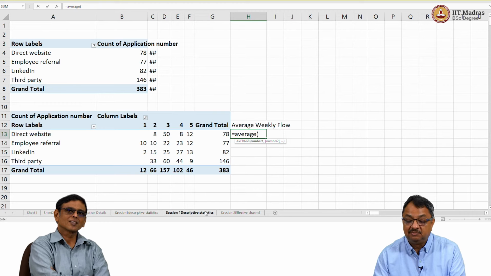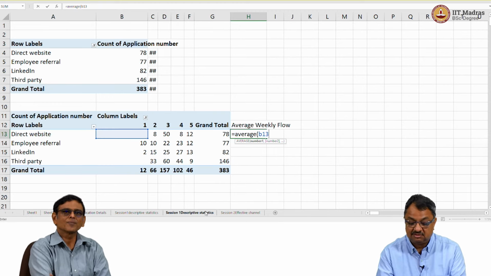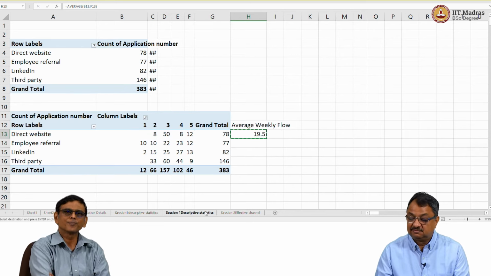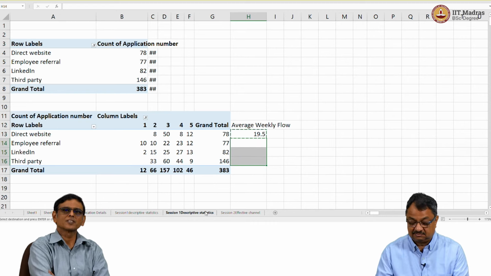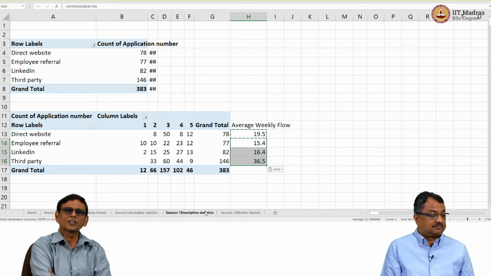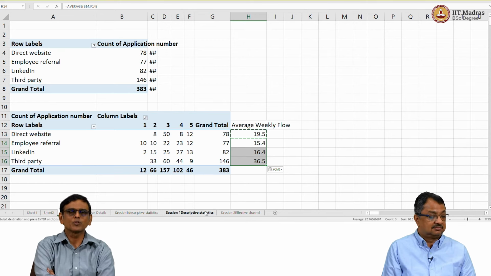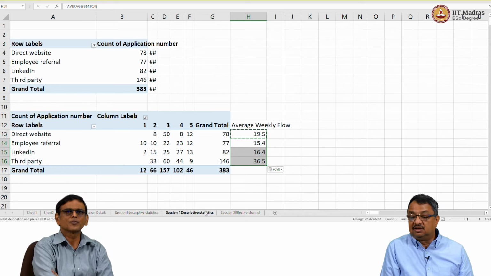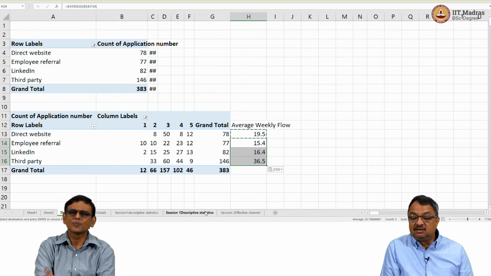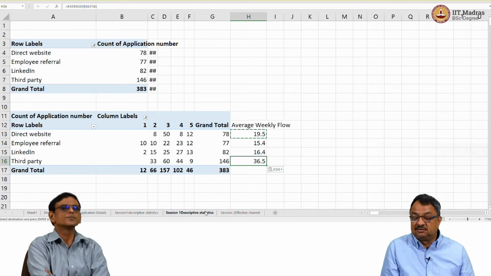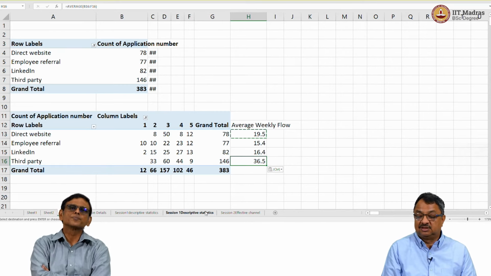This will be B13 to F13. You're taking the average of all the cells in the row. Yes. This is interesting. So now, from an average perspective, third party is giving how many? Third party is giving us 36.5 per week.